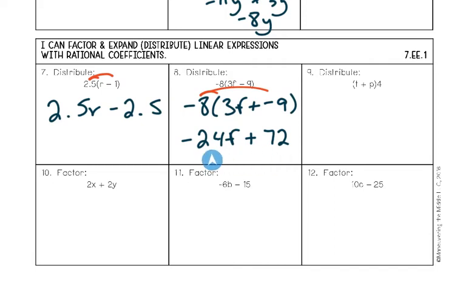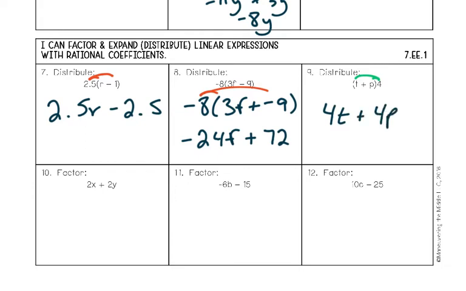And I can't simplify any more because they are not like terms. In number 9, it doesn't matter if that number on the outside of the parentheses is on this side or this side. It's still being multiplied to each one of these on the inside. So 4 times t is 4t plus the 4 times p, which is just 4p.